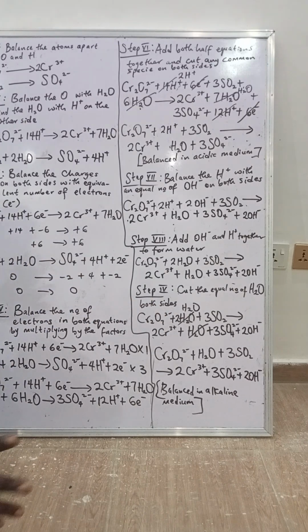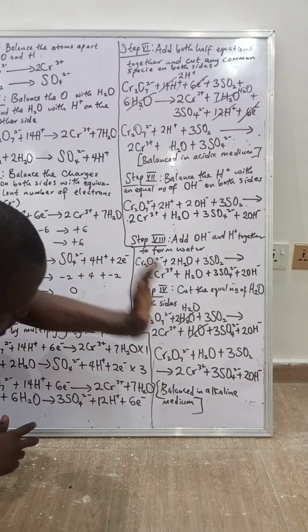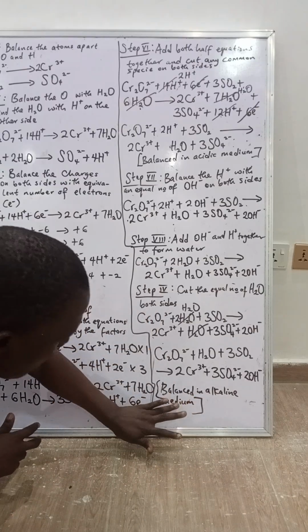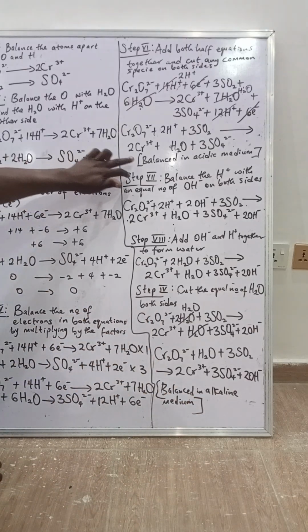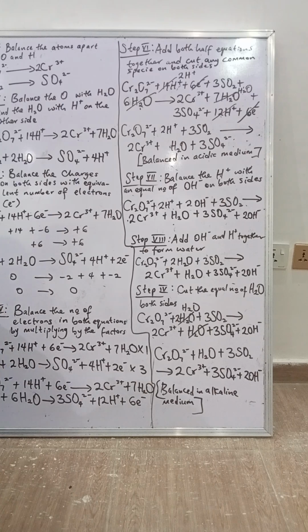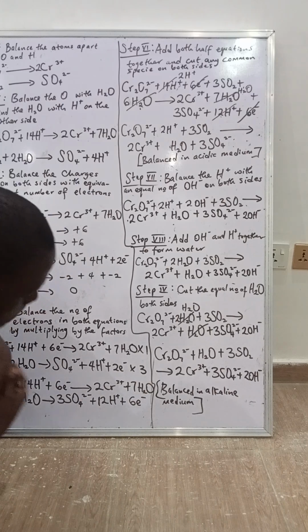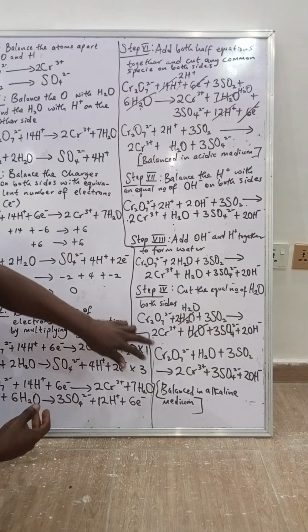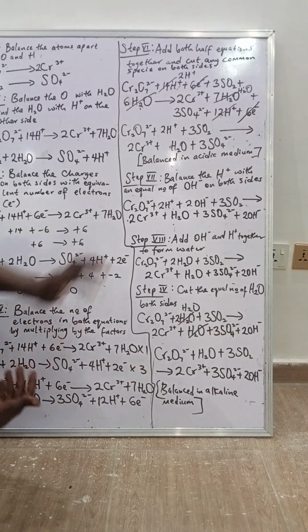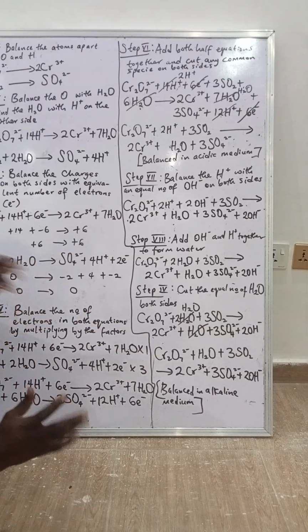That one I've cut off like that. And whatever you write after, you have balanced it in alkaline medium. Just like we checked in acidic medium, you can always check to know whether you have made a mistake or not, to know whether your answer is correct. Check stoichiometrically, it is correct. Check ionically, it is correct. Let's check.